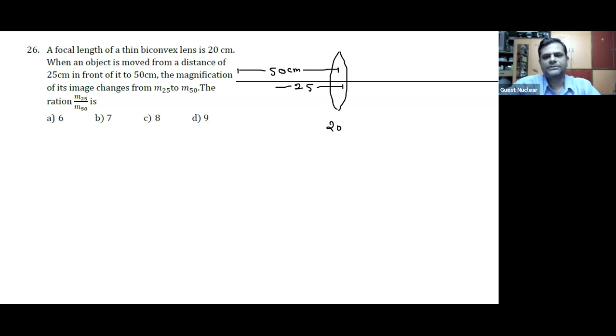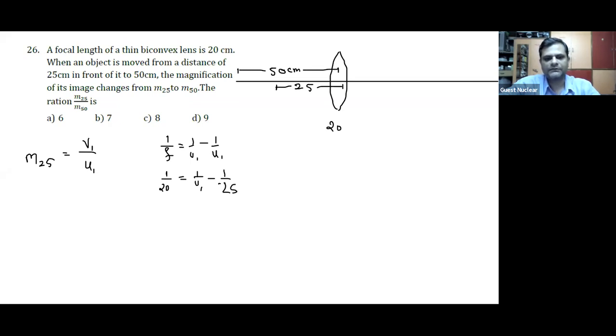ओके, तो देखो एक सिंपल सी बात है कि मैग्निफिकेशन M25 कैन बी रिटन टू बी सिंपली इक्वल टू V अपॉन U, और वी कैन से V1 अपॉन U1. बट अब यहाँ पे V1 हमको निकालना पड़ेगा, उसके लिए हमारे पास लेंस इक्वेशन है, तो उसको अगर यूज करेंगे तो हमको मिलेगा 1 अपॉन F इज इक्वल टू 1 अपॉन V1 माइनस 1 अपॉन U1, where 1 upon F means 20, which is going to be equal to 1 upon V1. V1 is to be found out, minus 1 upon U1. U1 is going to be minus 25 here.